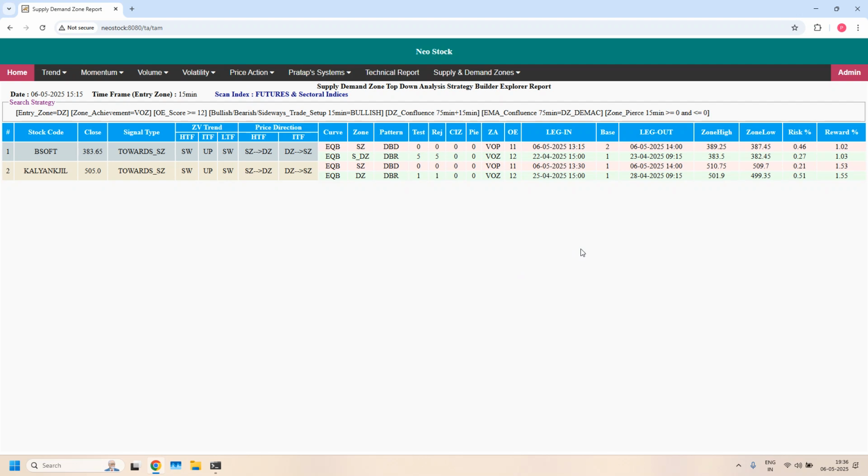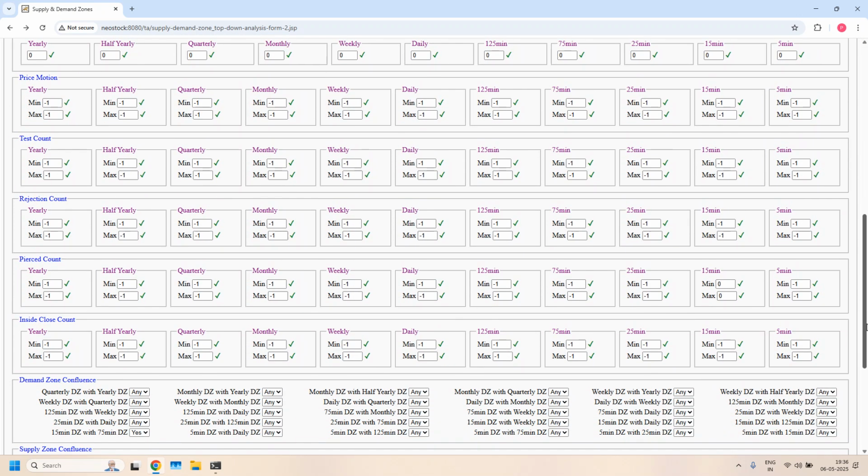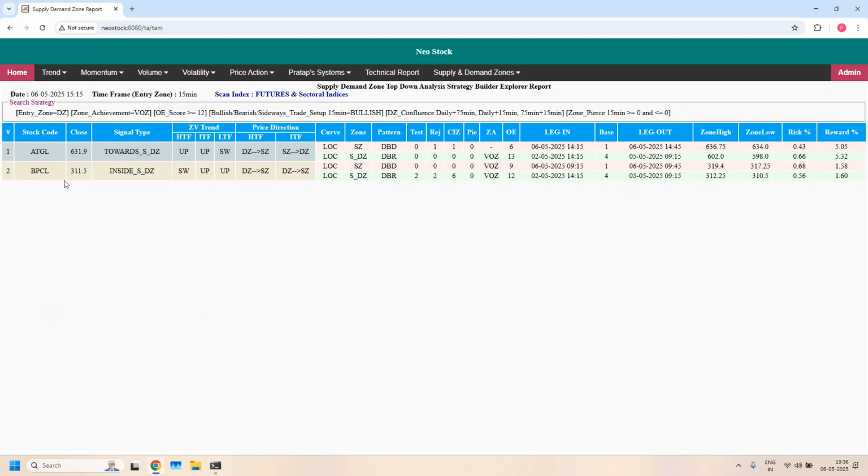Next we will look into LTF, ITF and HTF demand zone confluence supported stocks. Removing the EMA filter. In the demand zone confluence, we have to set 3 filters. The first filter is already enabled. Next, 15 minutes demand zone with daily demand zone confluence, and 75 minutes demand zone with daily demand zone confluence. With all the 3 filters, we got 2 stocks. In these 2 stocks, the 15 minutes demand zones are overlapped with the 75 minutes demand zone.